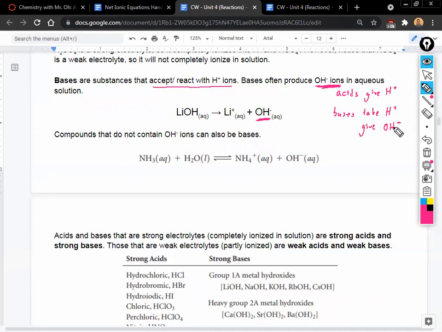Okay, so whenever you think about a base, think about the metal hydroxide. Mm-hmm. It's all about that base.